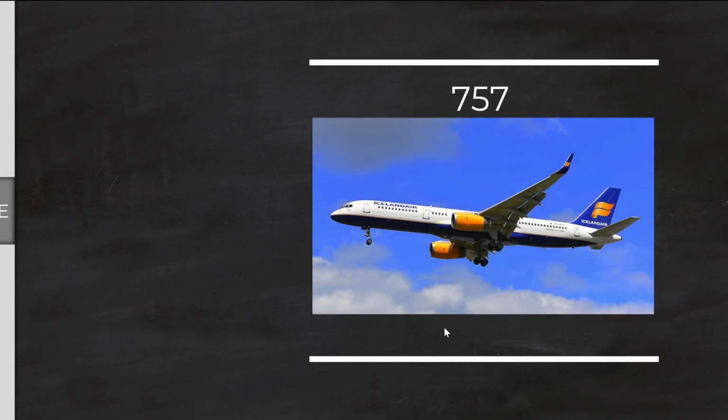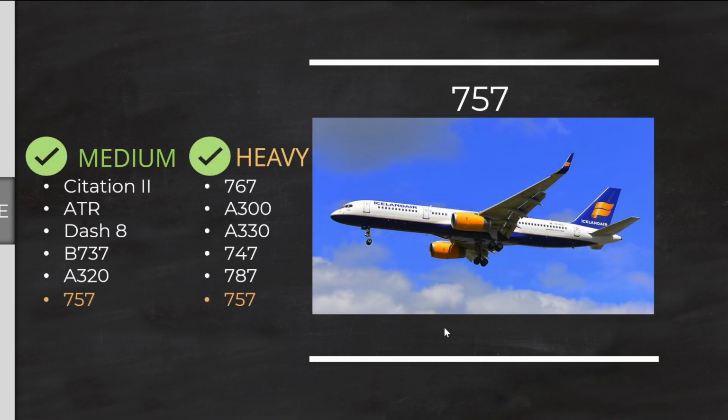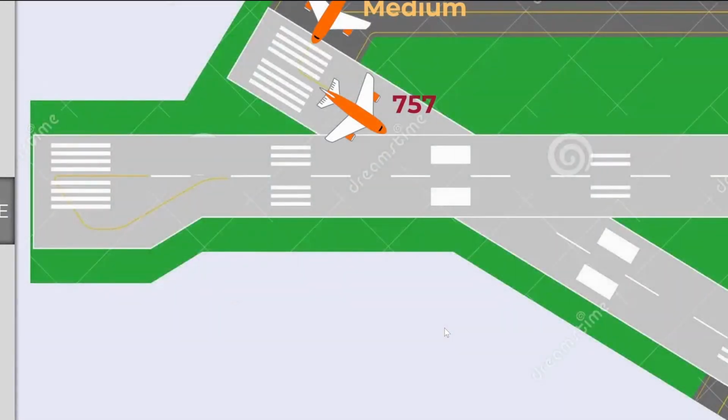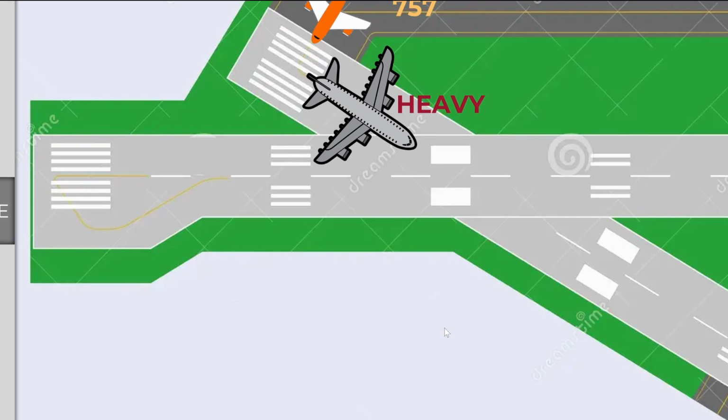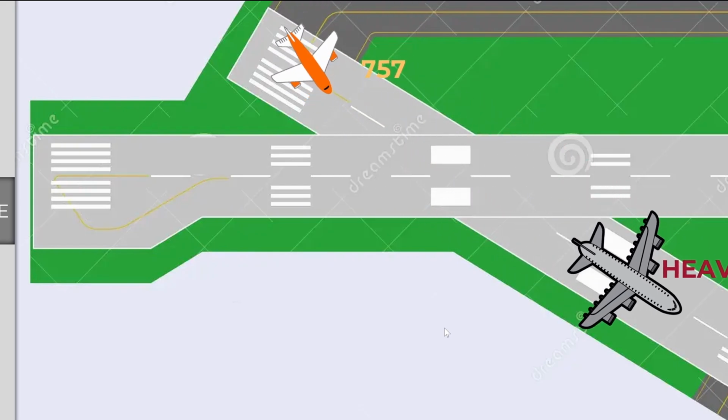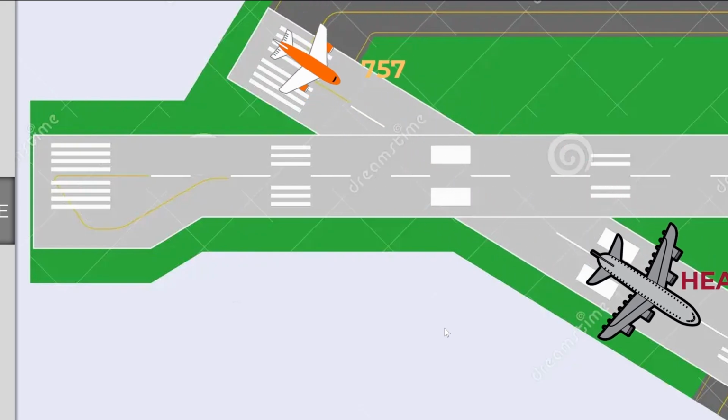Secondly, I promised I would come back to the 757, which employs both the medium and heavy category. If it's the first plane, like here, it's treated like a heavy and wake turbulence separation must be added. However, if it's the trailing airplane, then it's treated as a medium, meaning it needs 2 minutes behind the heavy. It's pretty impractical, but that's how it is.